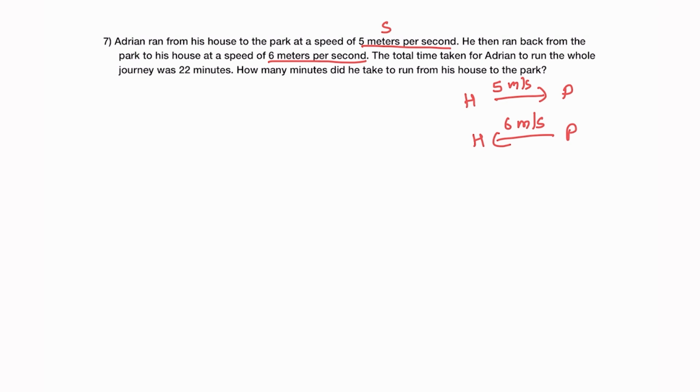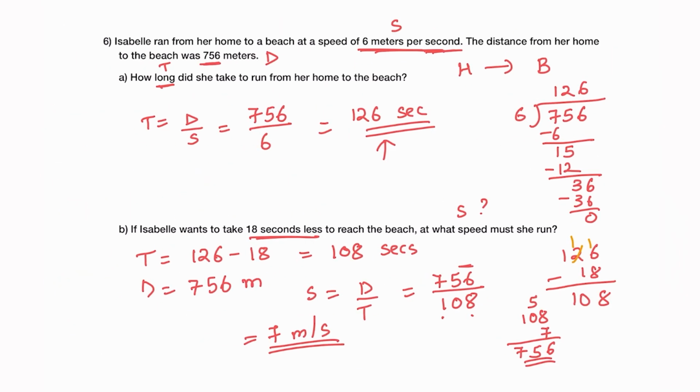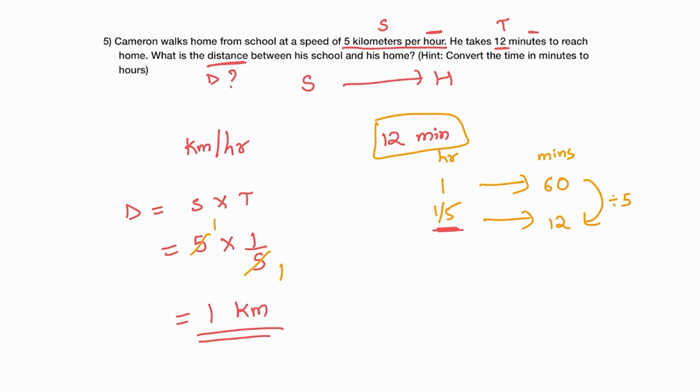Oh, you've got a lot of energy. His speed increased. Good. The total time taken for Adrian to run the whole journey was 22 minutes. So the total time is 22 minutes. How many minutes did he take to run from his house to the park? So we've got to find the time for this one individually, right? How do we do this? So, the first and foremost thing that we need to be mindful of is this. The time is in minutes here, the speed is meters per second. So, minutes and seconds. Remember one of the questions we had before? There we had hours and minutes, and we were told to convert, right? That was the hint given to us.